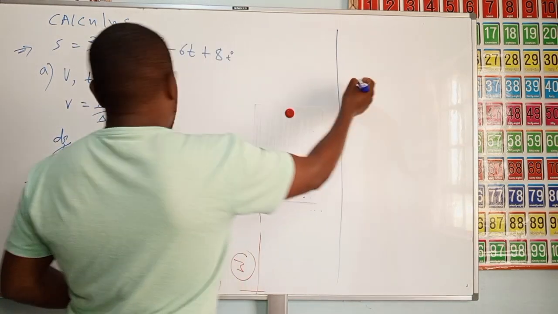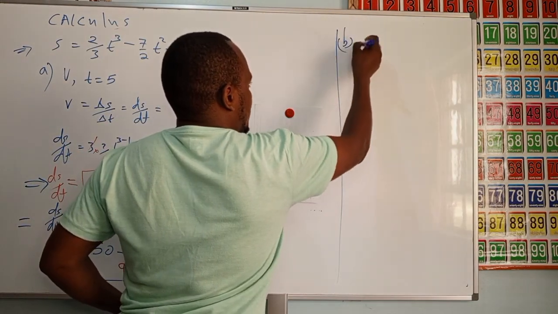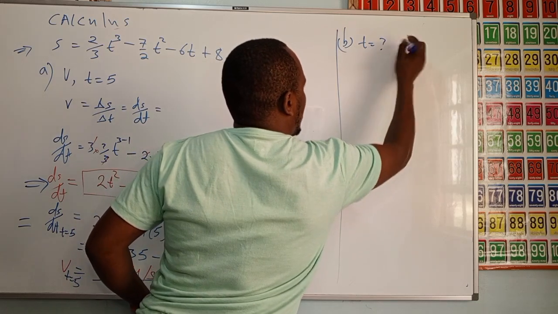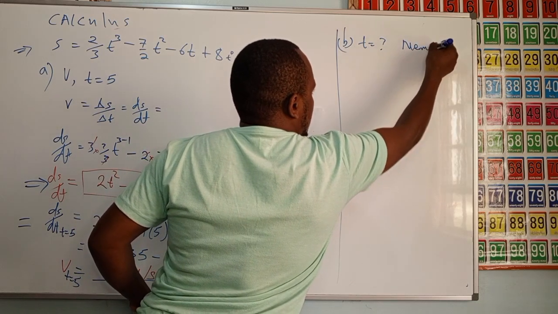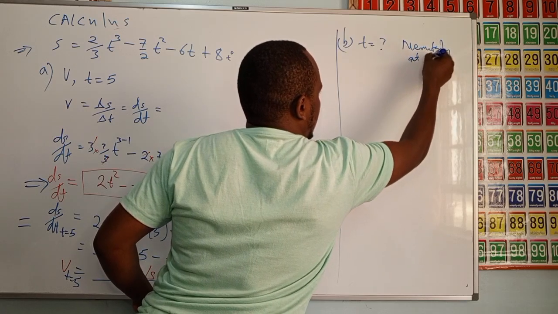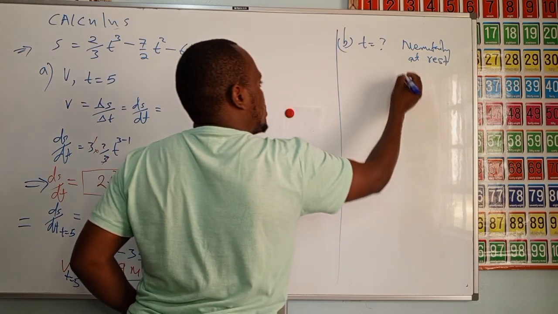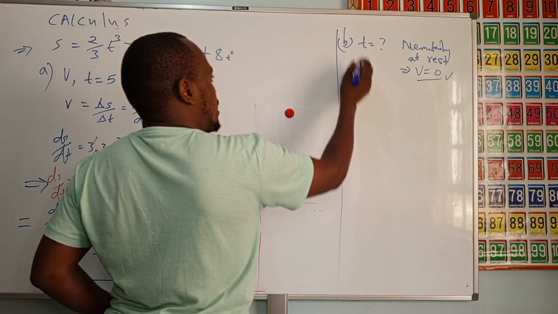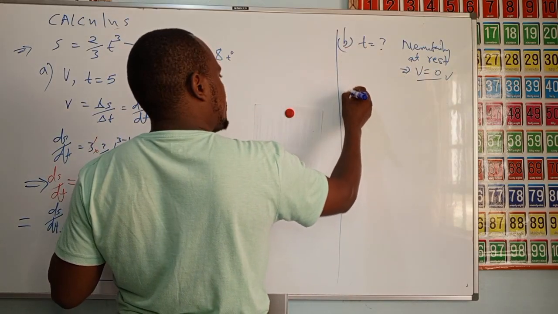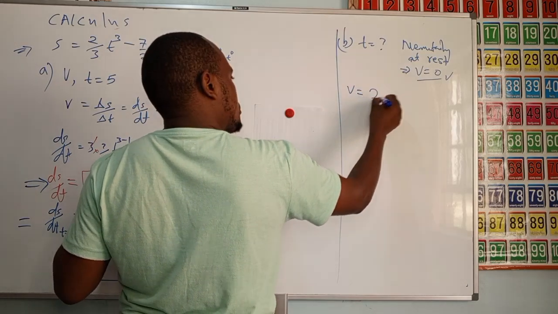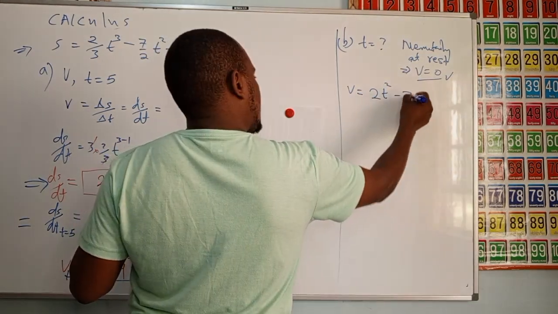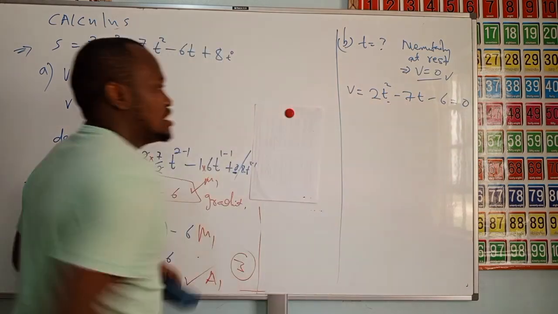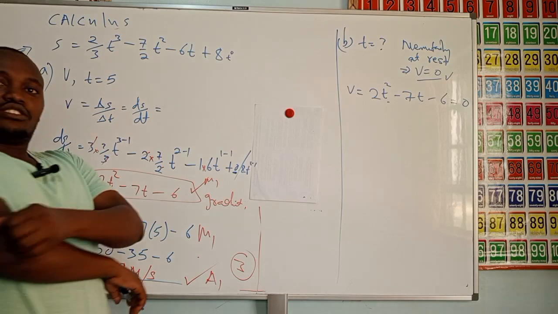We are going to do it here. So the question, part B: find t when the particle is momentarily at rest. When the particle is momentarily at rest, v is 0. Therefore, what is our equation for v? v is equal to 2t squared minus 7t minus 6. So this is 0. Find t. So this is a quadratic equation.